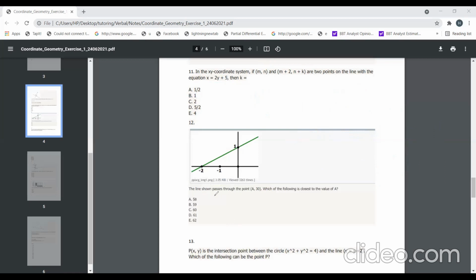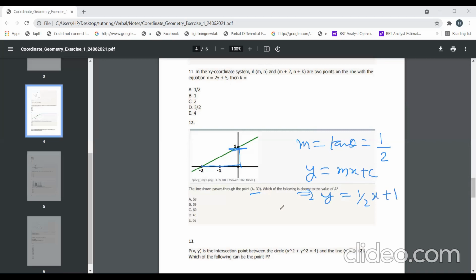The line shown passes through the point (a, 30). Which of the following is closest to the value of a? Nothing much has been given in this figure, but still we have enough information to find the equation of this line. How do we find it? Slope m is equal to tan theta, which is height divided by base, right? The base is 2, so that is the slope of the line. Plus, we know the intercept of this line is 1. So from y = mx + c, the equation of the line is y = (1/2)x + 1.